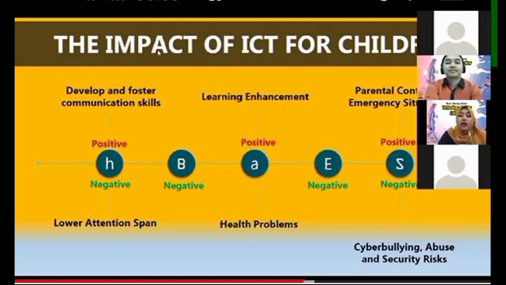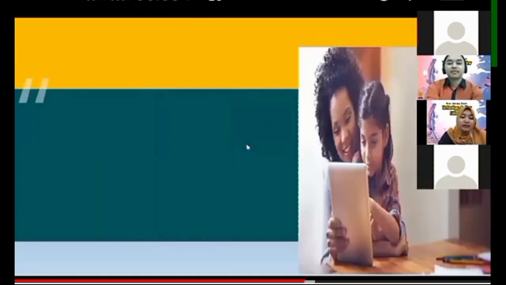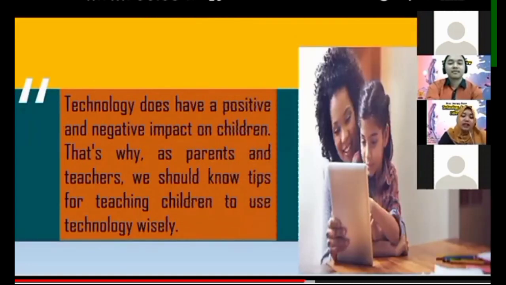Yeah. Okay, the last slide, Mas Anjar. I want to say that technology actually does have a positive and also negative impact on children. That's why, as parents and also teachers, we should know the tips for teaching children to use technology wisely.